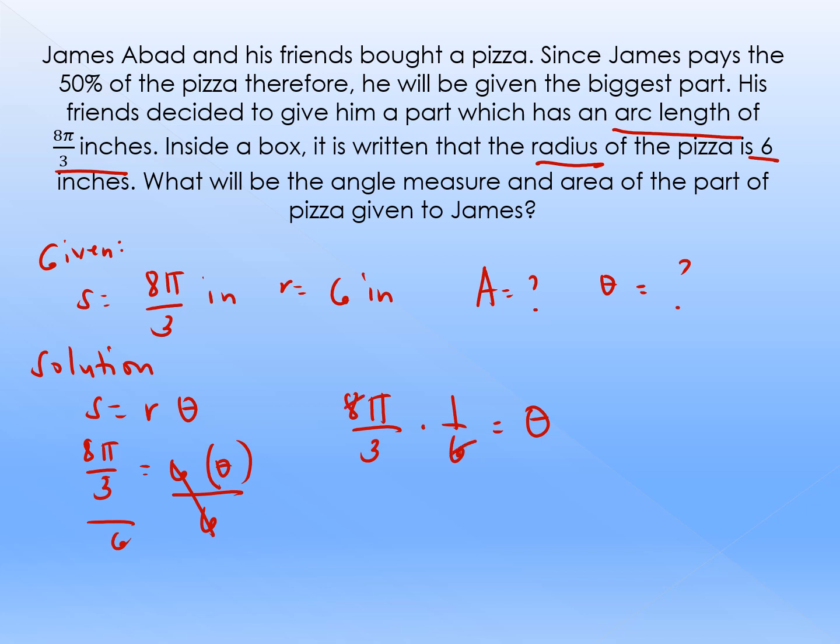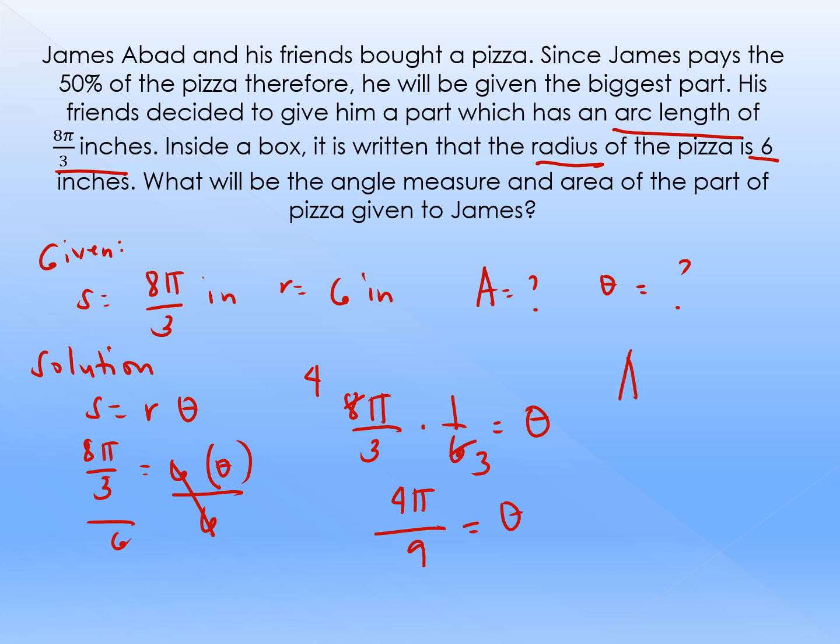6 and 8 are both divisible by 2. So we have 8 divided by 2 is 4, and 6 divided by 2 is 3. Now, 4 times 1 is 4, so we have 4 pi. 3 times 3 is 9, so we have 9. So therefore, theta is equal to 4 pi over 9.